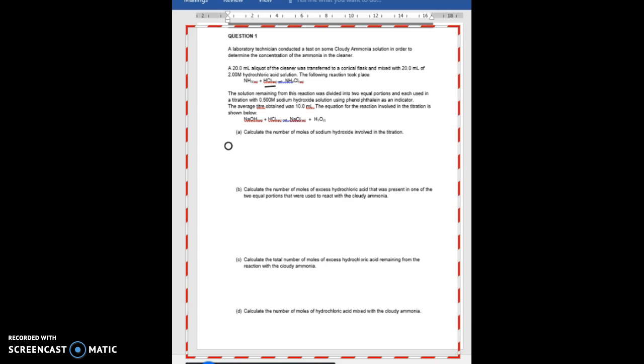Alright, so what's it asking us? Most of the questions we get in the exams will be stepwise, asking questions like we do in this example. So the first one here is calculate the number of moles of sodium hydroxide involved in the titration. So how do we work out the number of moles? We've got the concentration and we know the volume. So the number of moles equals C times V.